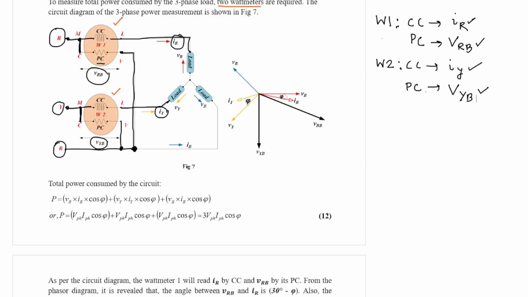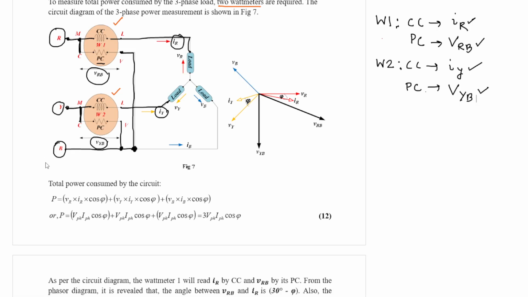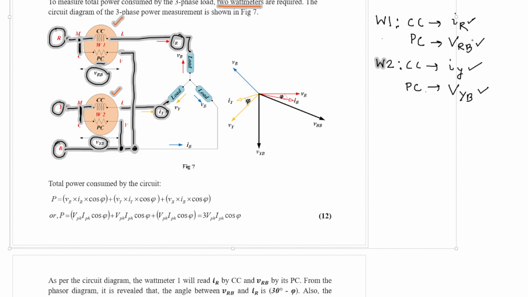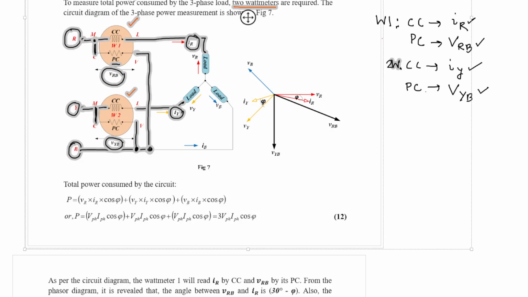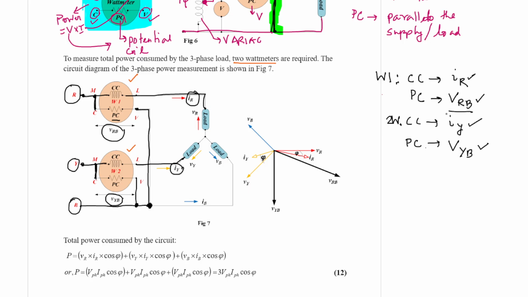Now from the phasor diagram, which is drawn just to make you understand, you see wattmeter 1, the current coil carries current of IR. So this is the IR. And the pressure coil measures voltage VRB, right? This is VRB.